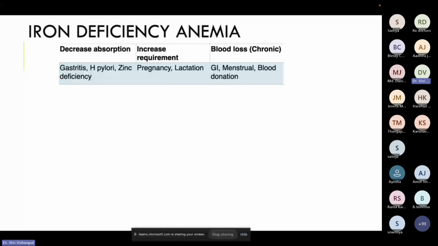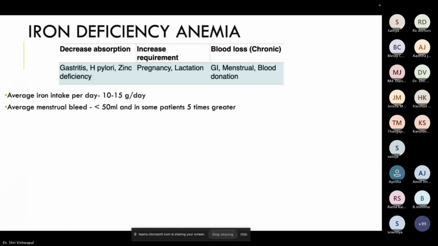So here I would discuss the cause and the treatment part, where the clinical pharmacist plays a role. The first one is iron deficiency anemia. We could differentiate the cause into three types: one is decreased absorption, one is increased requirement, and one is blood loss.